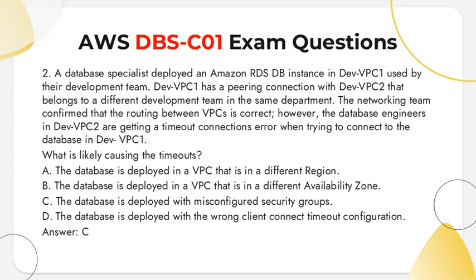A. The database is deployed in a VPC that is in a different region. B. The database is deployed in a VPC that is in a different availability zone. C. The database is deployed with misconfigured security groups. D. The database is deployed with the wrong client connect timeout configuration. Answer: C.